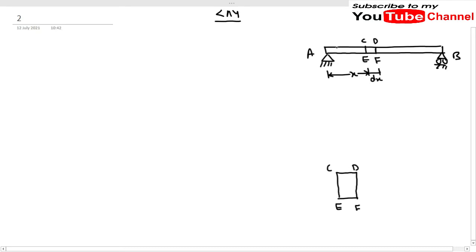Now we apply an arbitrary loading. We don't know what type of loading it is, but it is a general type of loading, acting downward. When this load acts on the beam, the beam will deflect. Let me draw the deflected shape here.